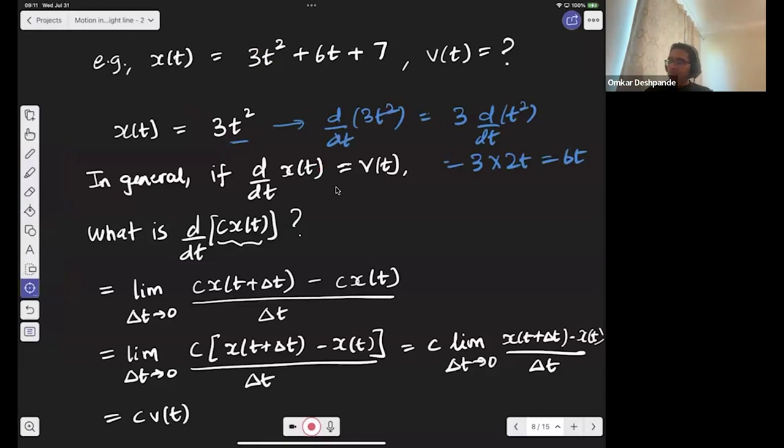So now we know how to find the derivative of c times a function. We just find the derivative of the function and multiply it by c. Or we can say we can just push the derivative inside, like I did here. 3 times, take the derivative of what's inside. Okay, so now more examples.